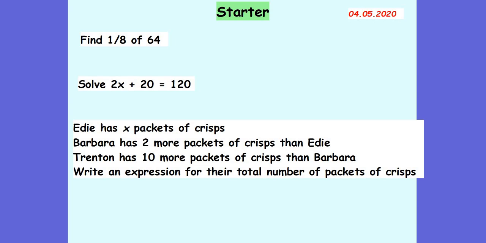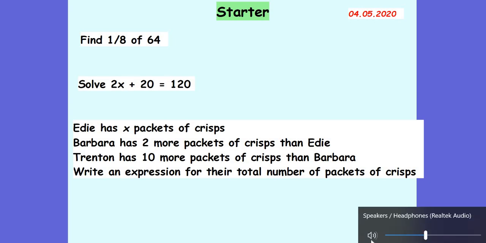Can we start off with a quick starter please? Can you find 1/8 of 64? Can you solve 2x plus 20 equals 120? And underneath I've given you a series of information. Can you please write an algebraic expression to show the total number of packets of crisps? Pause the video and in your light blue books can you have a go at these questions now please?